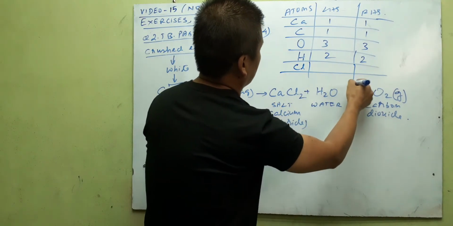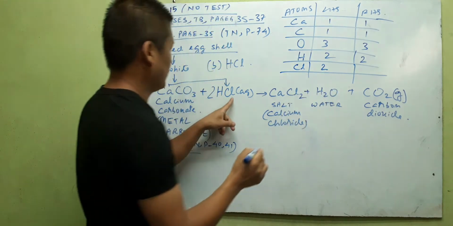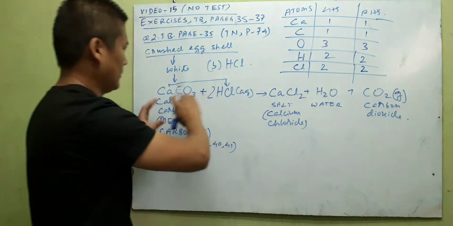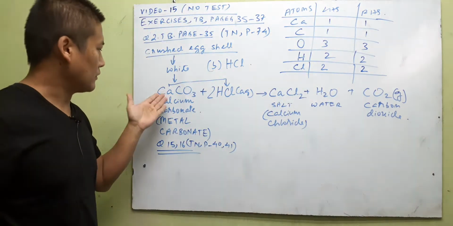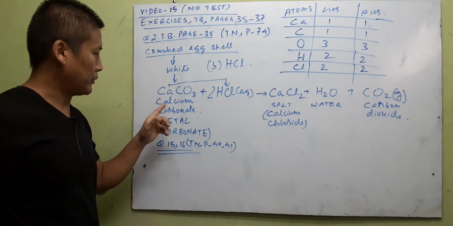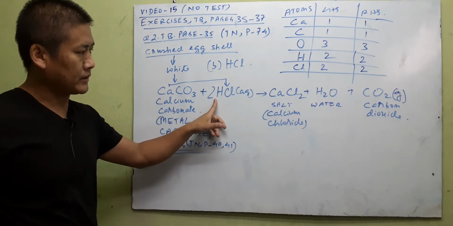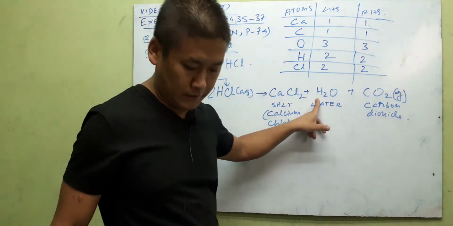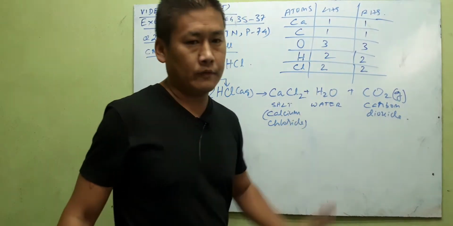Now the moment you do that, here 2Cl, one more atom therefore. On the left 2Cl, on the right 2. So everything is now balanced. So this equation is balanced. So we know now 1 molecule of calcium carbonate reacts with 2 molecules of hydrochloric acid to give us 1 molecule of calcium chloride, 1 molecule of water, and then 1 molecule of carbon dioxide.